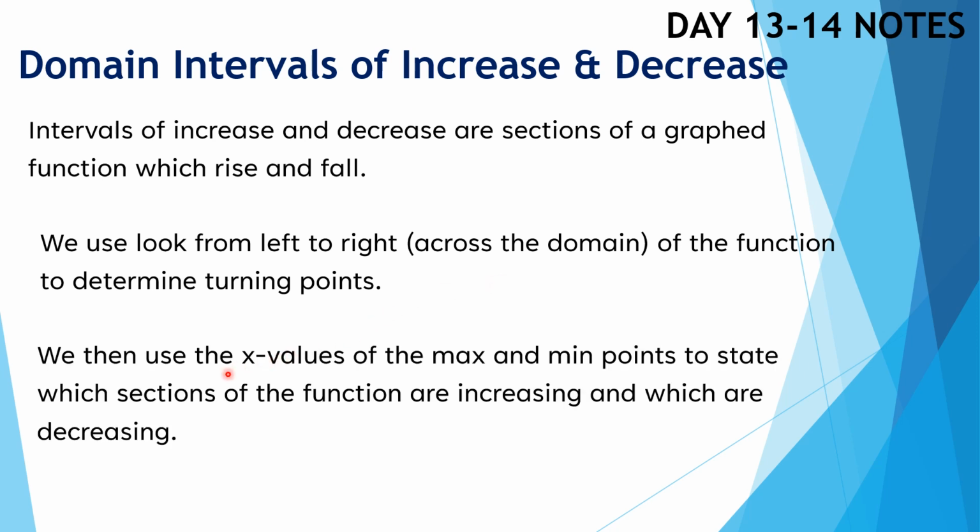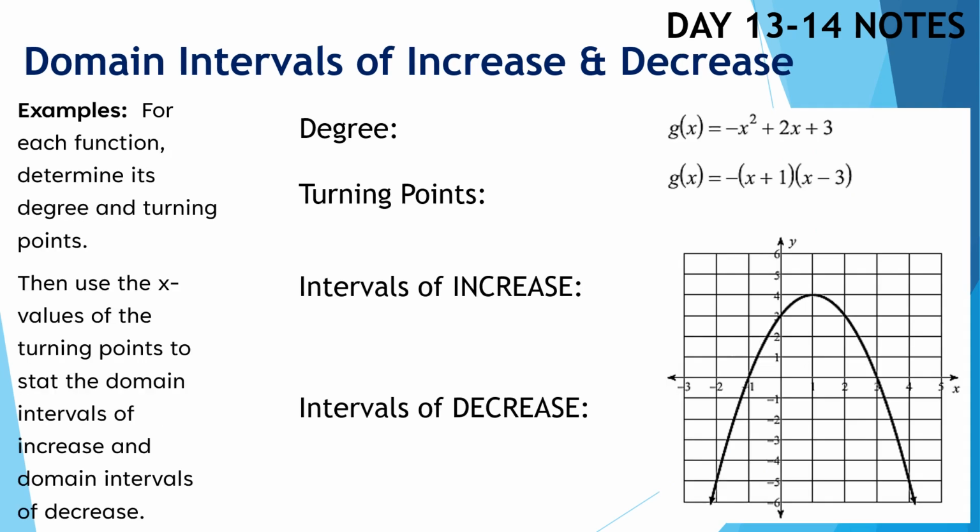Okay, so those x values, which represent domain, from the max and min points are going to be the sections where we break up our domain to say this section increases and the next section decreases and so forth. And you'll start at negative infinity to the left and just look across your graph to the right until you approach positive infinity. Here is our first example.